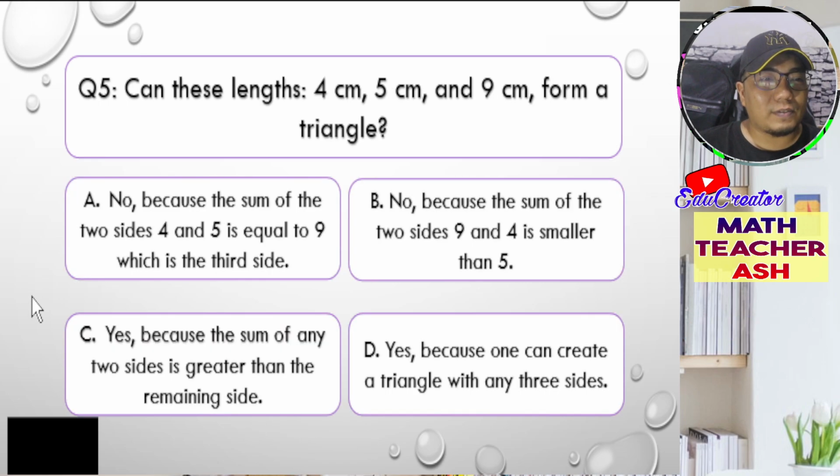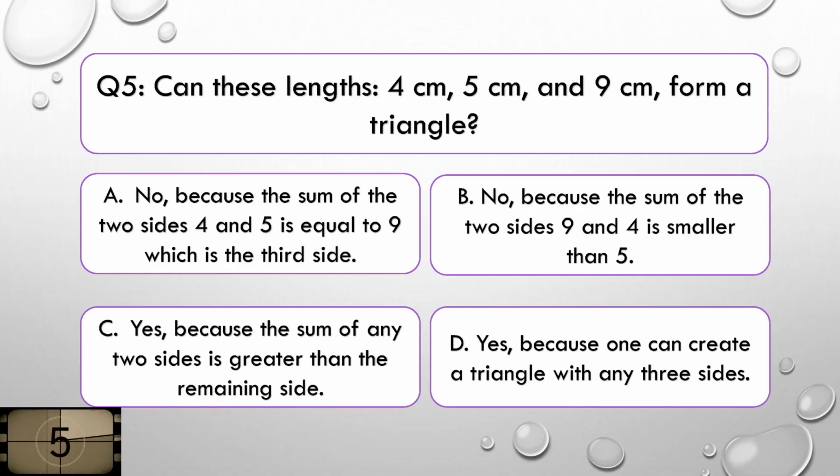Can these lengths 4, 5, and 9 form a triangle? Alright, is it A, no, because the sum of the two sides 4 and 5 is equal to 9, which is the third side. Letter B, no, because the sum of the two sides, 9 and 4, is smaller than 5. Letter C, yes, because the sum of any two sides is greater than the remaining side. Or letter D, yes, because one can create a triangle with any three sides. I'll give you 5 seconds to think about your answer.